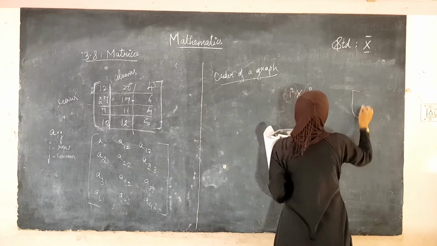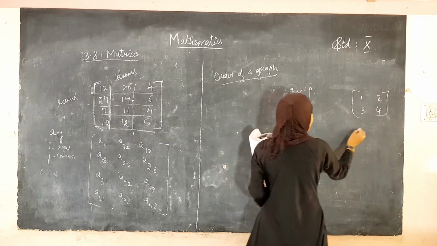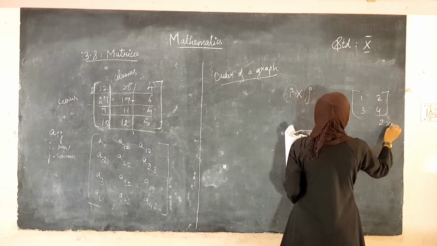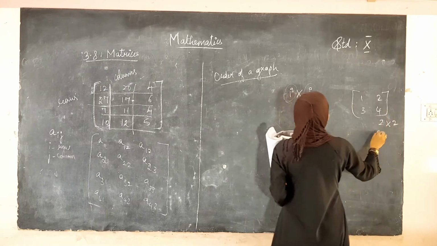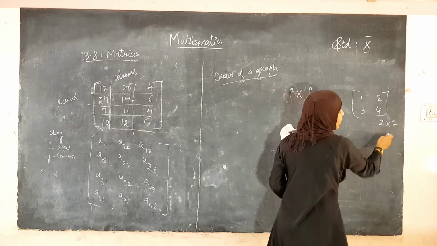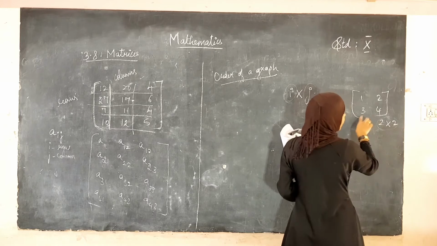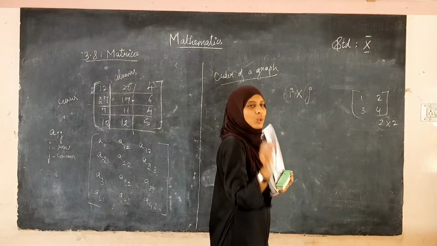See here, 1, 2, 3, 4. This is a matrix. It contains 2 rows and 2 columns, so 2 cross 2. Therefore 2 cross 2 is the order. You should not multiply it and say it is equal to 4. You should not say that. This is a 2 cross 2 matrix; the order of this matrix is 2 cross 2.